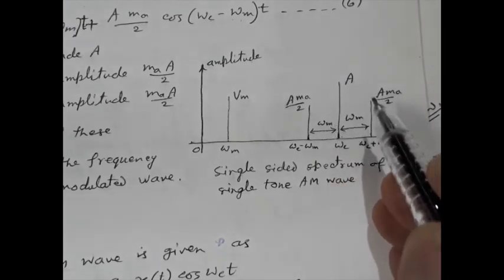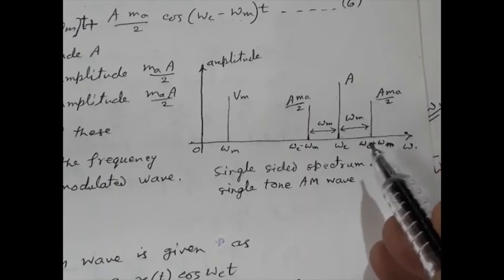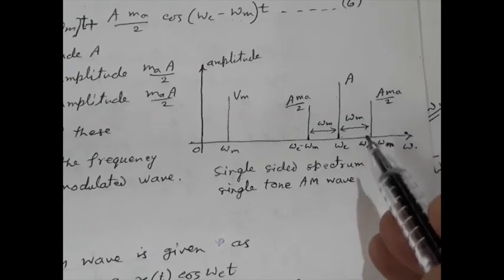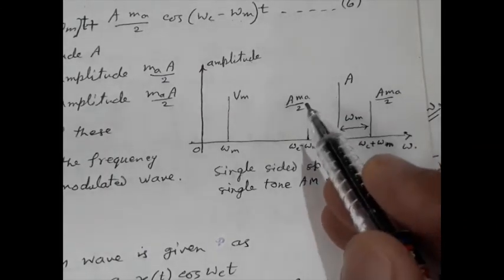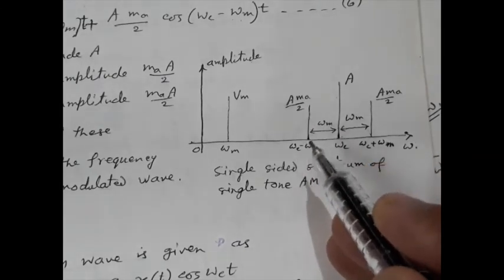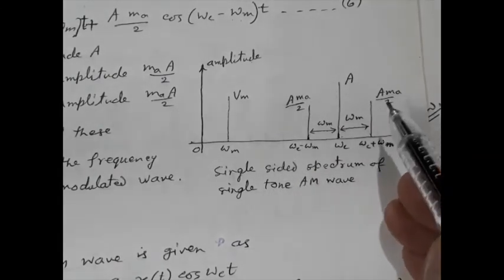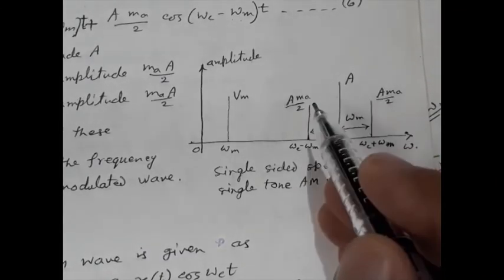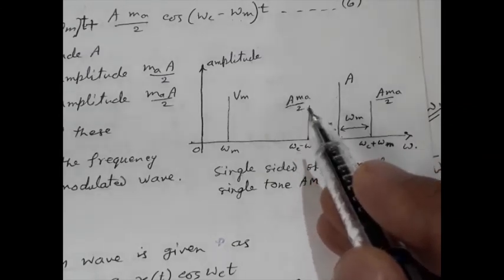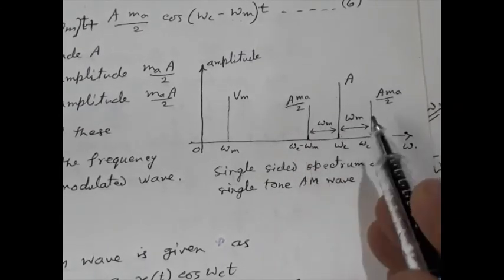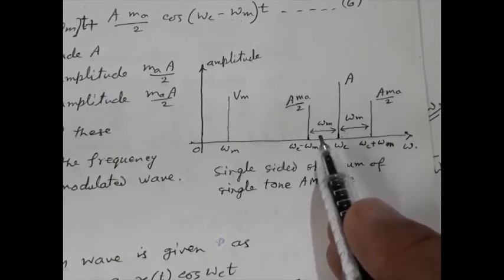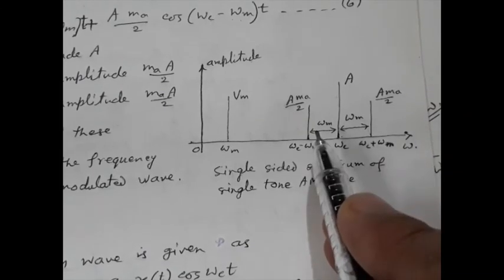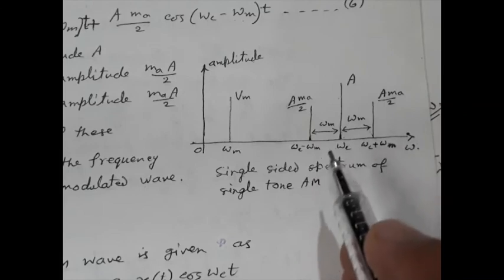This component is carrying the information and its frequency is higher than omega c, the carrier frequency. So this spike is nothing but the upper sideband, and this one is the lower sideband. Upper sideband amplitude is A ma by 2, lower sideband amplitude is same as that of the upper sideband, A ma by 2. That means upper sideband and lower sideband are actually carrying the same information, and for AM we used to transmit both upper sideband and lower sideband, though they are carrying the same information.